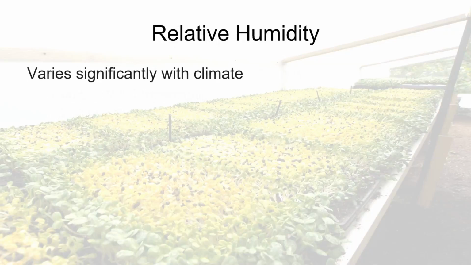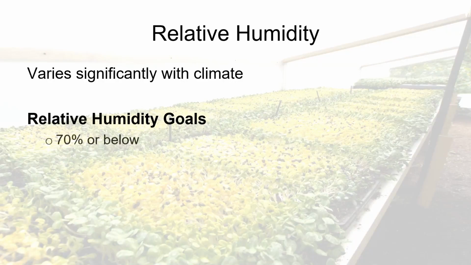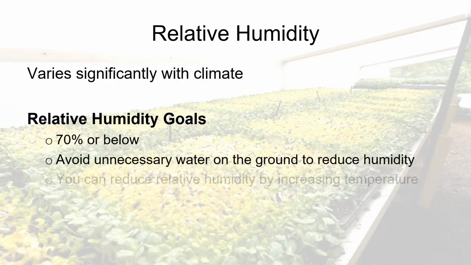So humidity or relative humidity is another huge factor. We talked about this in Module 3 in terms of its contribution. And relative humidity varies significantly with your climate and your geographical location. So it's hard to give general guidelines, but there's a few. Our goal is actually keeping relative humidity at 70% or below. That seems to be what works here. You may find you just need 80% or below, or you actually need it even lower than that where you are. We really avoid water on the ground in the growing environment because that's just going to evaporate up into the atmosphere and contribute to the humidity in the air.